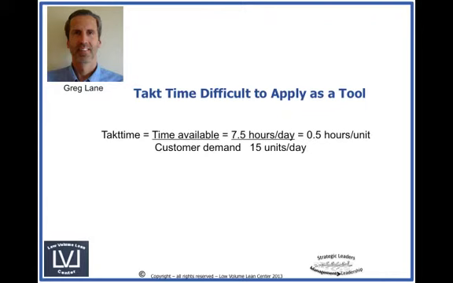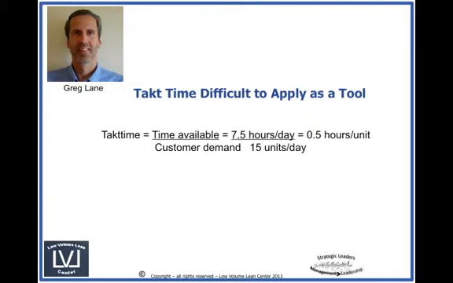So let's take a simple example. Let's say we have an 8-hour shift that equates to 7.5 working hours in a day, and a customer demands 15 units, means we have half an hour to build each unit, but we need the available capacity to work a little faster because we know we'll have problems. So that's Takt Time in a nutshell.